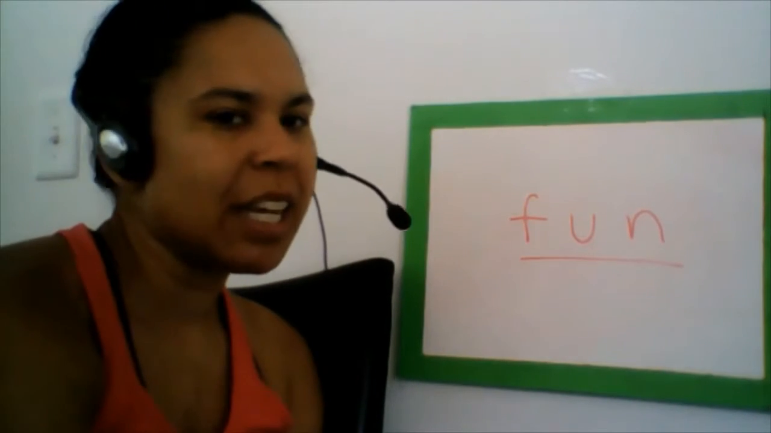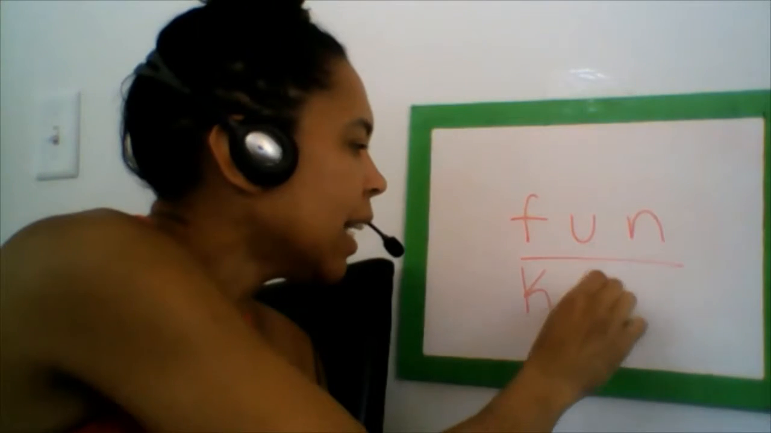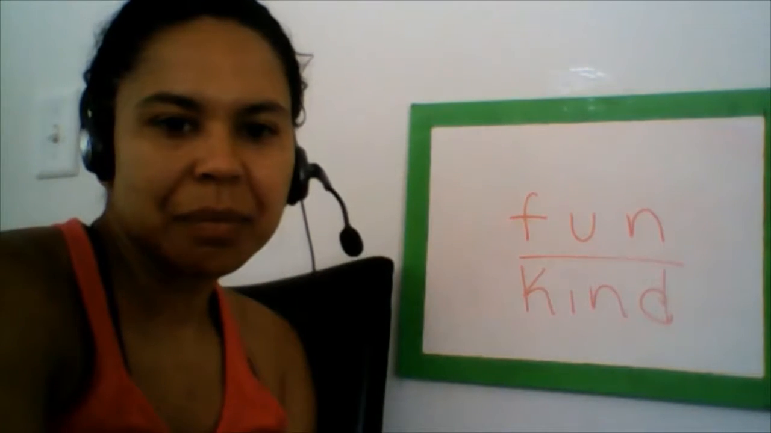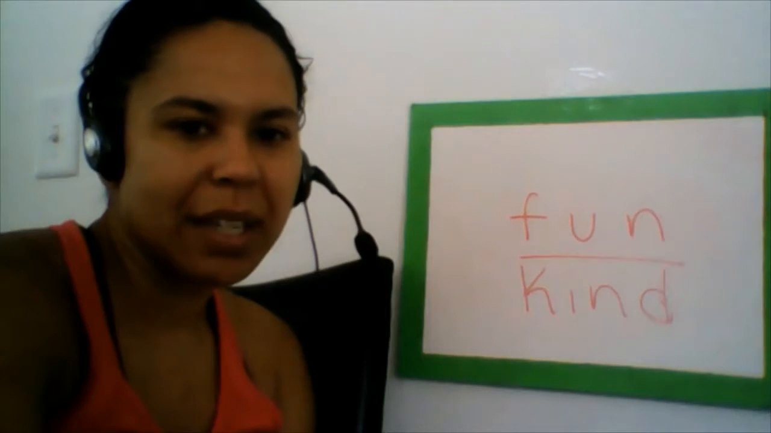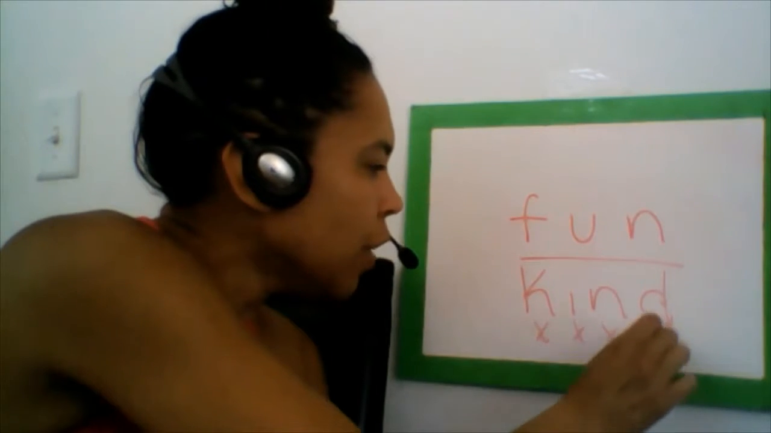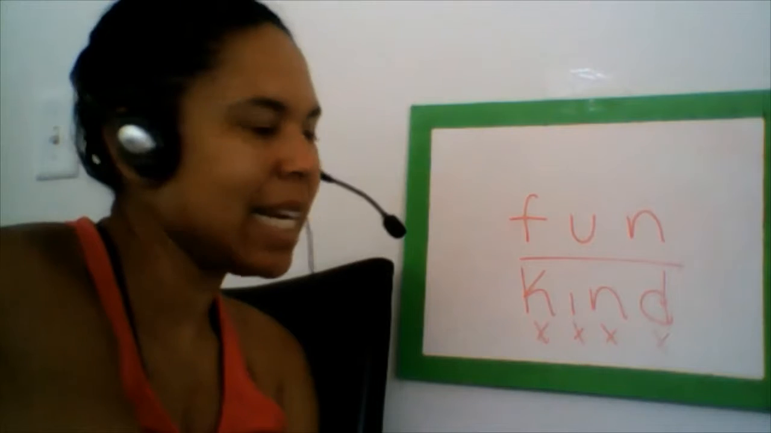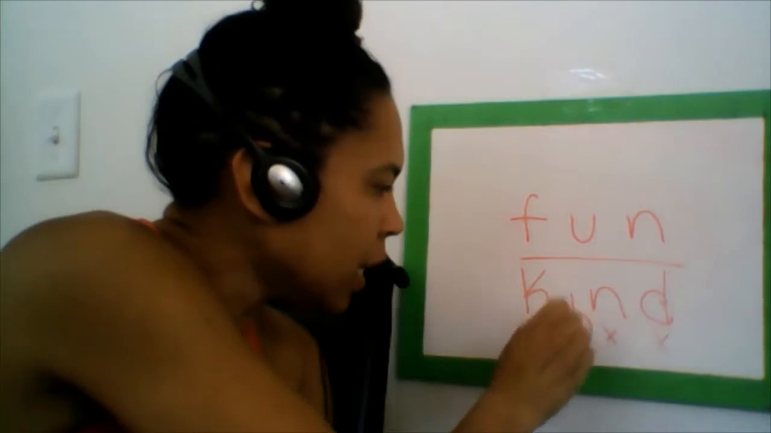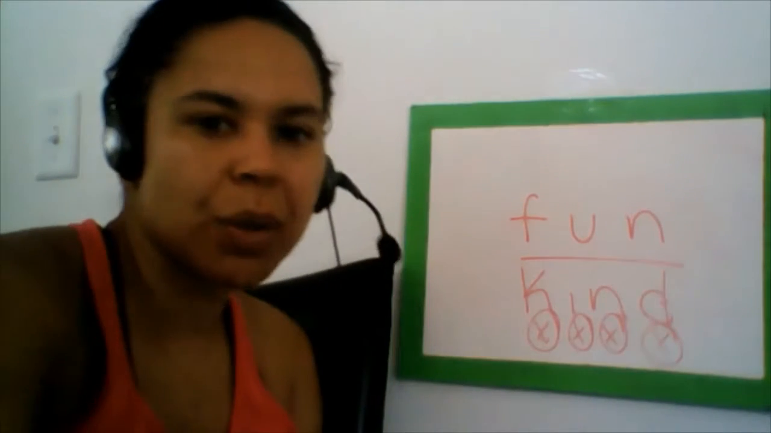4 letters. K, I, N, D, kind. Kind. How many letters do we see? 1, 2, 3, 4. So if I was working with my partner, how many X's would I need for the sounds in kind? I would need 1, 2, 3, 4. 4.